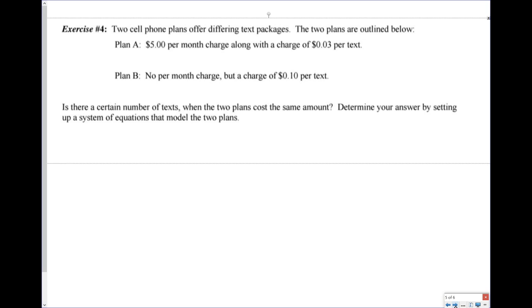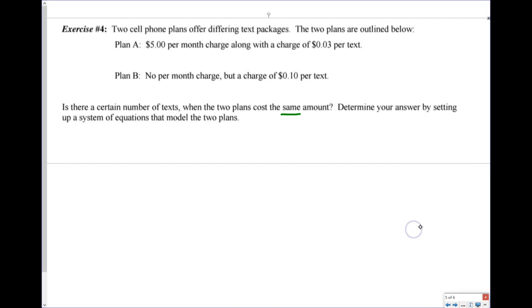Plan A says $5 per month charge along with a charge of 3 cents per text, and Plan B has no per month charge but a charge of 10 cents per text. Is there a certain number of texts where the two plans cost the same amount? Determine your answer by setting up a system that models the two plans. So let's set up our system.